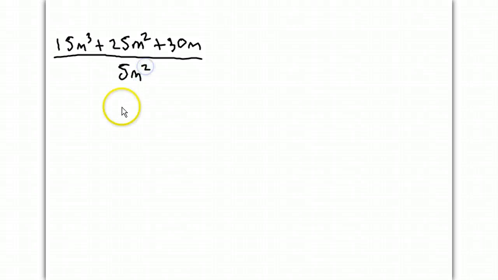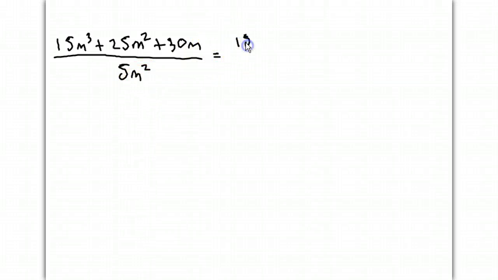Dividing polynomials. So let's say we have the polynomial 15m to the third power plus 25m to the second plus 30m, and we want to divide that by 5m squared. Well, the setup is when you have just a monomial, which is one term, you can split them up individually.